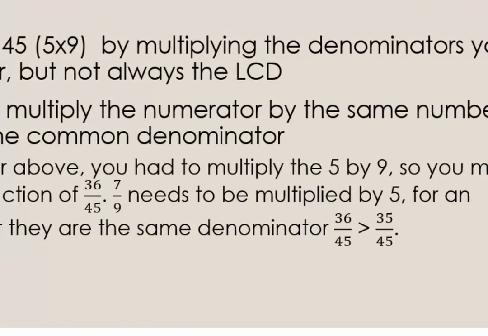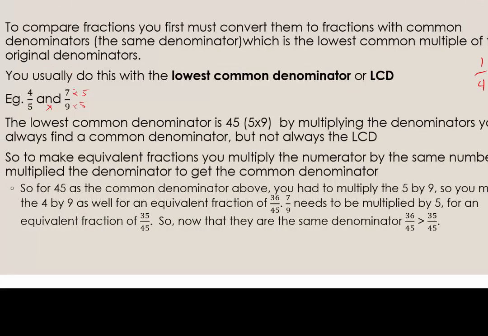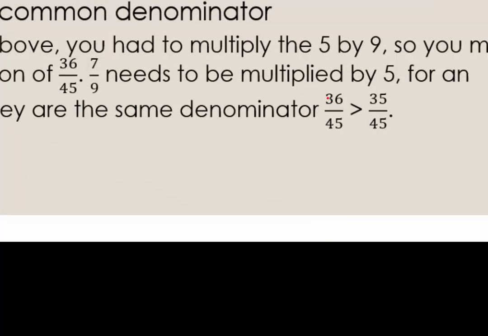For 7/9, you needed to multiply the 9 by 5. That means you need to multiply the 7 by 5 as well, so that gives you 35/45. Now if you look at the two, 36/45 and 35/45, you know that 36/45 is bigger. Therefore, you know that 4/5 is bigger than 7/9.